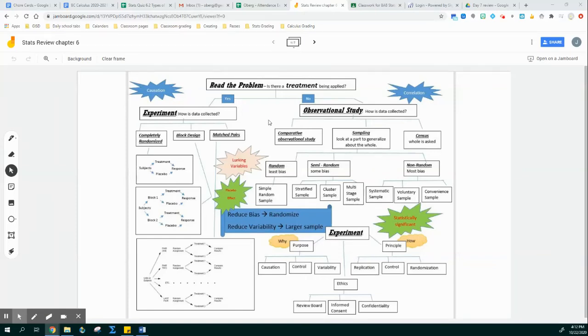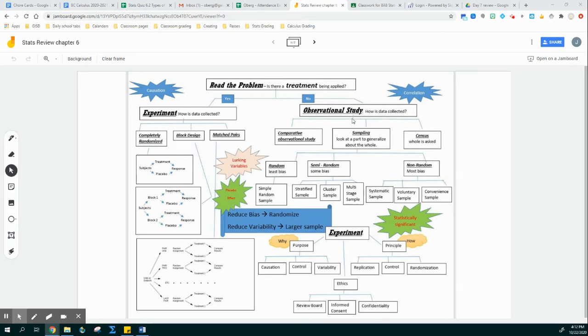So I made this review of chapter 6 to get everything that you learned all in one place to go over it. All right, so the first thing that I want y'all to do is read the problem and then ask yourself, is there a treatment being applied? If the answer to that is yes, you've got an experiment. If the answer is no, you've got an observational study.